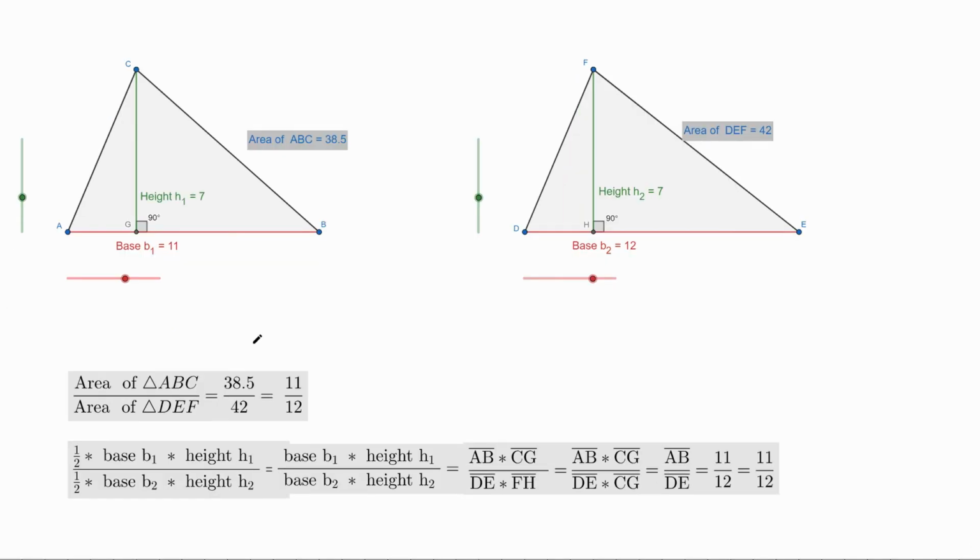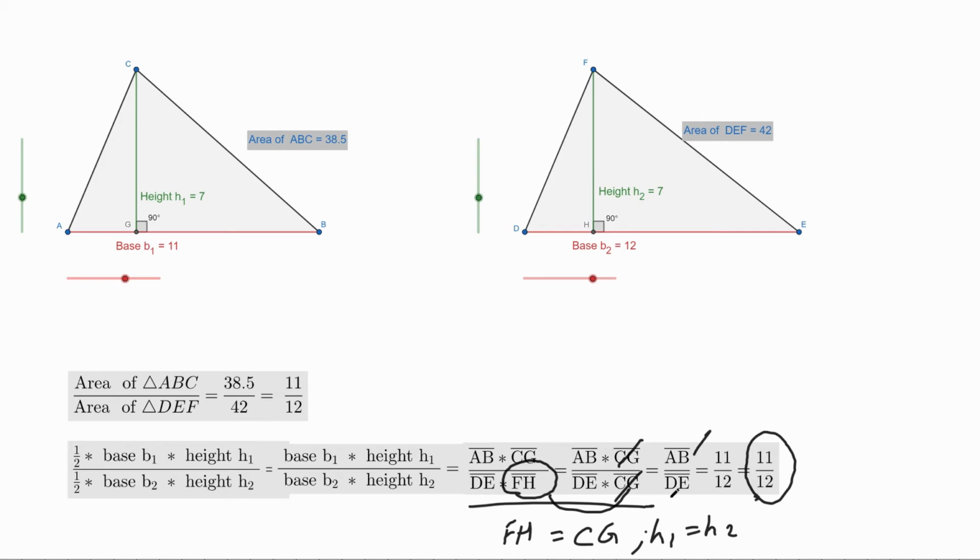Now pay attention closely here. This FH I have replaced with CG. Why? Because FH is equal to CG, that is, h1 is equal to h2. So now what remains is CG, and CG gets cancelled, and what you get is AB upon DE, and its value is 11 upon 12.